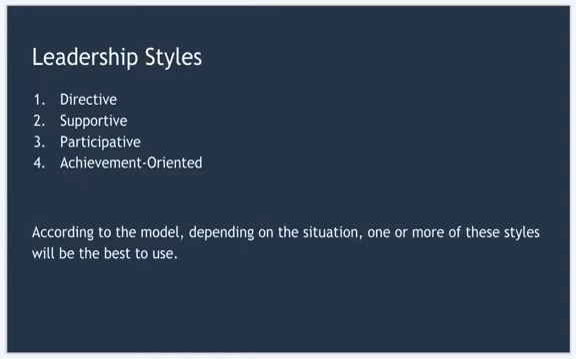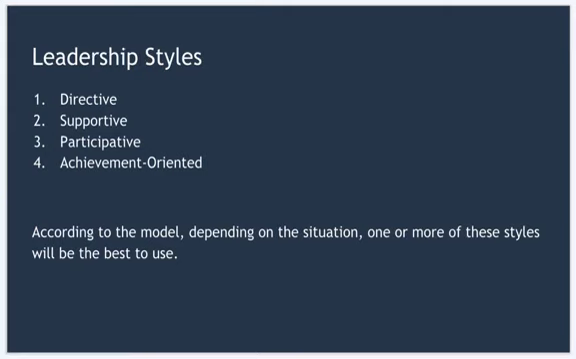So according to the model, there are four styles of leadership: directive, supportive, participative, and achievement-oriented. And depending on the particular situation, one or more of these styles will be the one that most motivates a subordinate. That is, under certain circumstances, it may be best to use more than one of these styles at the same time. But let's take a look at each in turn.